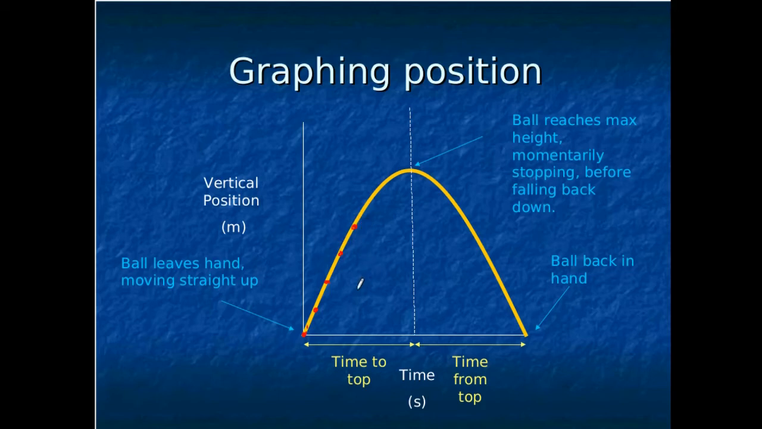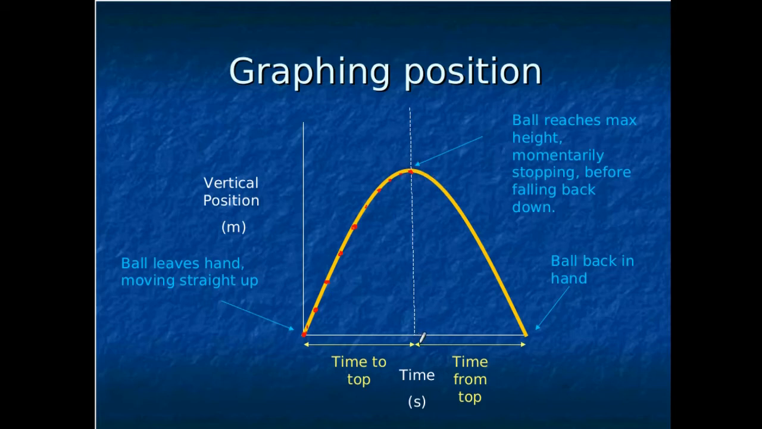This graph is answering the question, at this moment in time, where is the ball? How high is it? So I look at the time, go up to the graph, and I can see what height the ball was at that moment. So you can see it's slowing down because it travels a little bit less distance each moment, and then it comes to a rest for a moment up at the top.